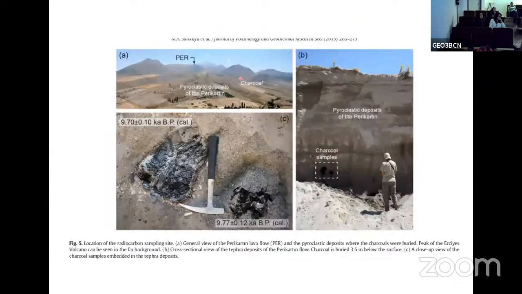We were also lucky, we found some charcoal in the ignimbrite layers that came out from this lava flow, or just before. So we dated this, of course, and it gives exactly the same age. It's 9,700 years. We did this lava dating in a couple of other places.